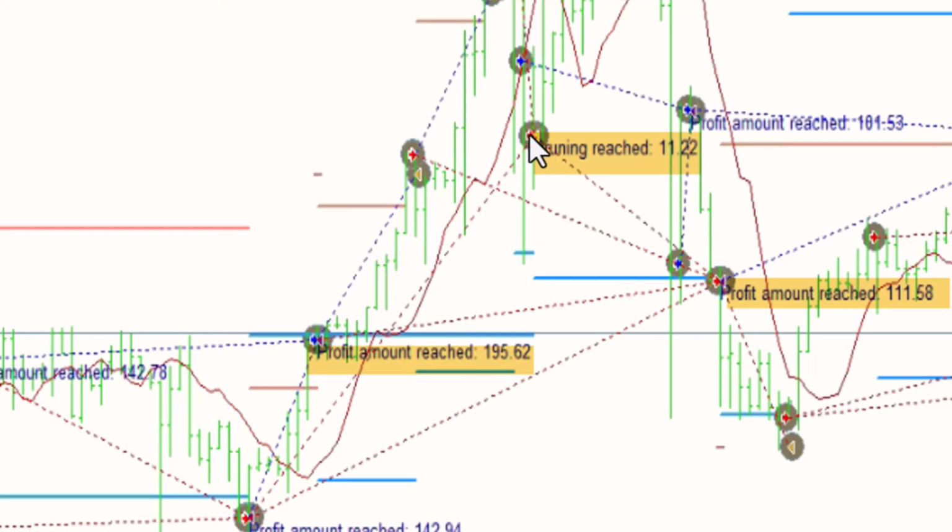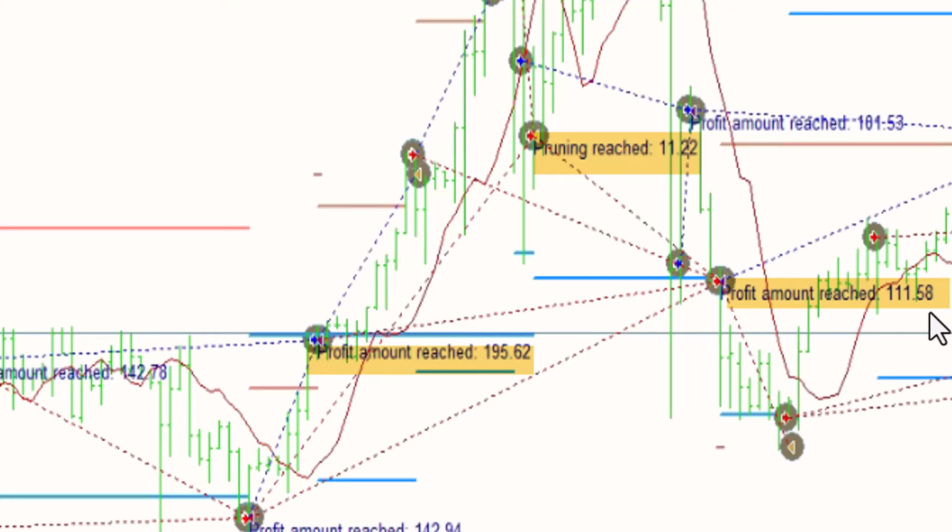So there was a sell that was closed positively, there was a sell that was closed positively, there was a sell that was closed negatively, and there was a sell that was closed negatively. But the sum total of those transactions was a nice profit of $111. So that's an example of a basket closure.